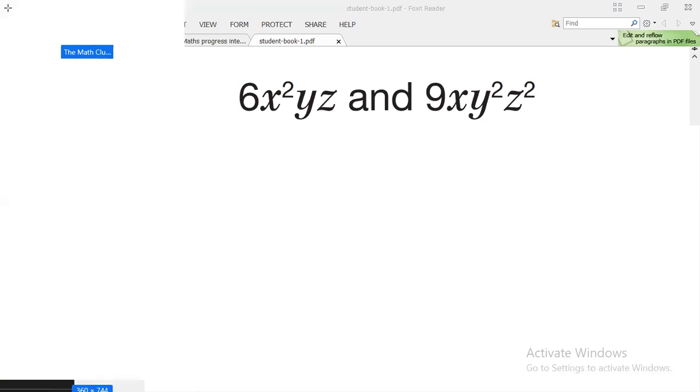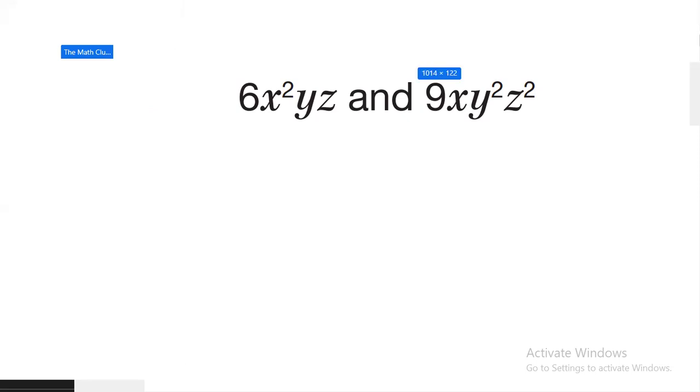Same idea. Break them down, Venn diagram, find the common ones, multiply them to get HCF and LCM. So first, we're going to break down each element. So we're going to break down this first. So this one will become 3 times 2, and then x squared means x times x, and y, and z. So these are the prime factors for this element.